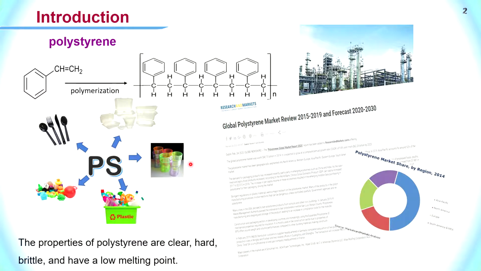Polystyrene is an aromatic hydrocarbon polymer that's made from the monomer styrene. The properties of polystyrene are clear, hard, brittle, and have a low melting point. It is one of the most used plastics. It can be used as protective packaging, container, bottle, tray, and in the making of models. The scale of its production is several million tons per year.